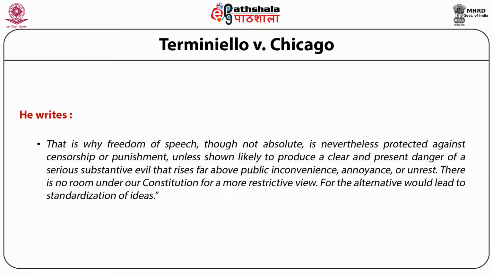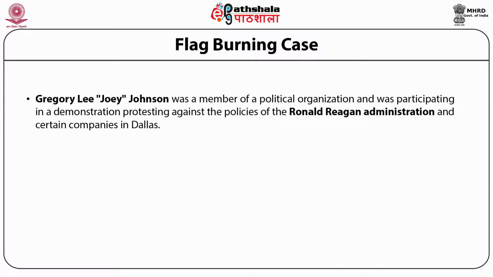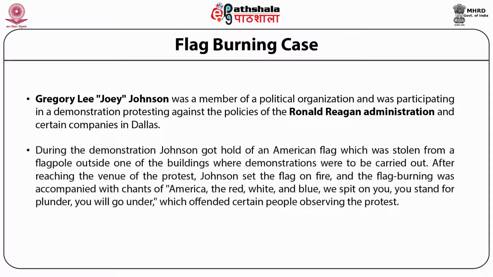Let's look at this other case, where Gregory Lee Joey Johnson, who was a member of a political organization, was participating in a demonstration protesting against the policies of the Reagan administration. In this case, Joey Johnson, upset with the Ronald Reagan administration in the 1980s, got hold of an American flag, which was stolen from a flagpole outside one of the buildings where demonstrations were to be carried out. Johnson reached the venue of the protest with the flag, and he set the flag on fire.